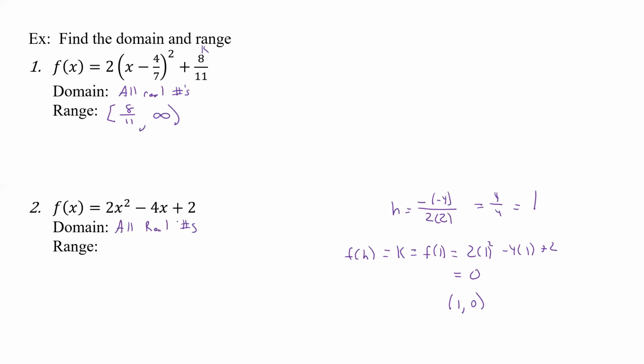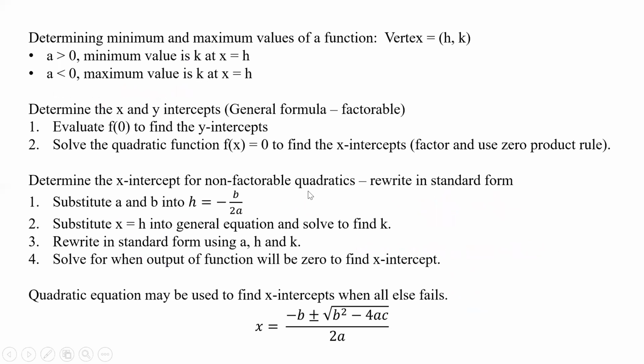But what we really needed was to know what our range was. That's really what we're after. I mean, I wrote the vertex down, but we didn't need that. So a greater than 0, so it's going to go up, and so we're going to have from our k, which we found to be 0, up to positive infinity, because it's going to go from this point on up. All right, let's see if we have some more of those.